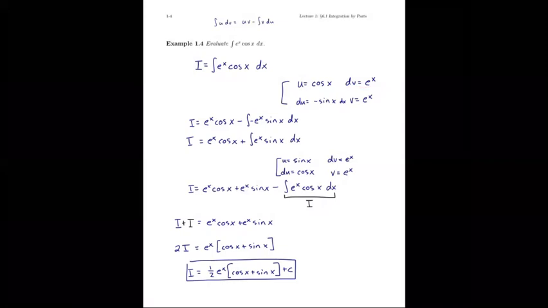So if u is cosine x, du, the derivative of cosine x, is negative sine x dx for the differential there. And v is equal to e to the x. It's the antiderivative of dv, which is e to the x. So that's nice and simple.